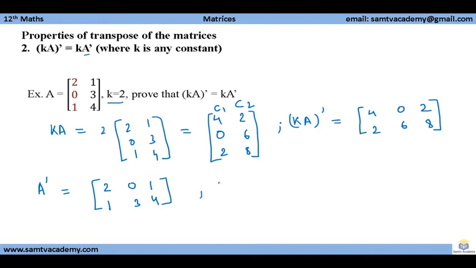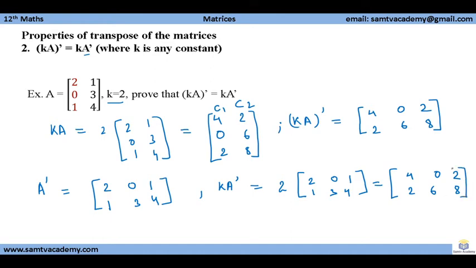So now we need to find k A transpose. For this, we need to multiply 2 with all elements of A transpose, which is 2 0 1 1 3 4. So it is equal to 4 0 2 2 6 8. What do we see? We see that both are equal. So hence proved that the transpose of kA is equal to k times the transpose of A.